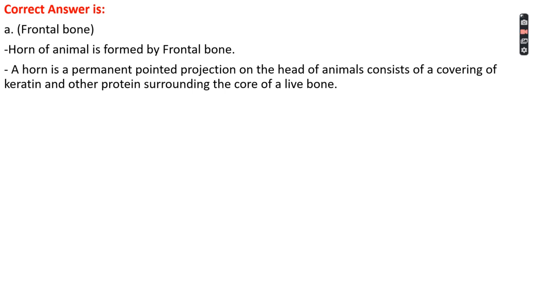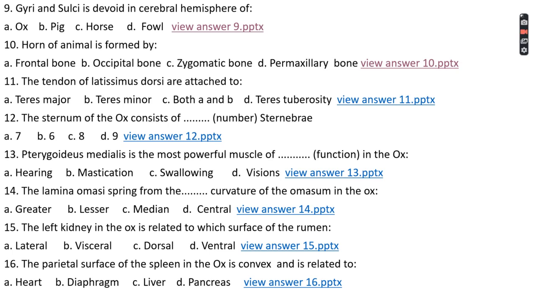The horn is a permanent pointed projection which is located on the head of an animal. It mainly consists of a covering of keratin and other protein which is surrounding the core of the live bone, okay. Question number 11.